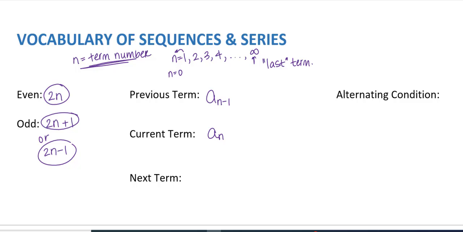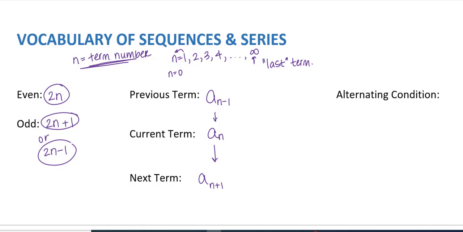And on the same note, my next term, well, if previous term to current term to my next term will be a sub, and we will add 1 to n, so n plus 1. And if I wanted the next one after that, I could keep going. It would be a sub n plus 2, etc. Again, with that sequence or series being titled a.